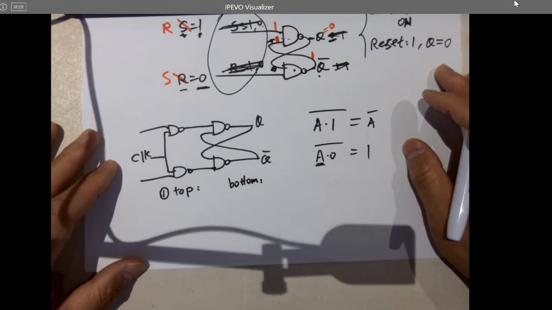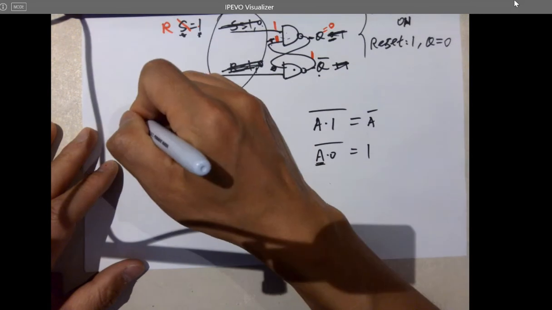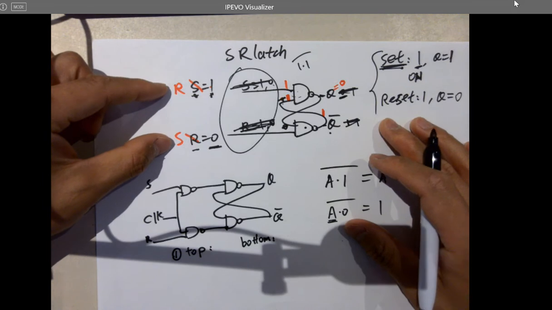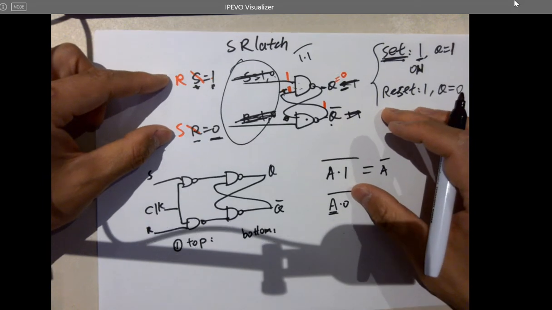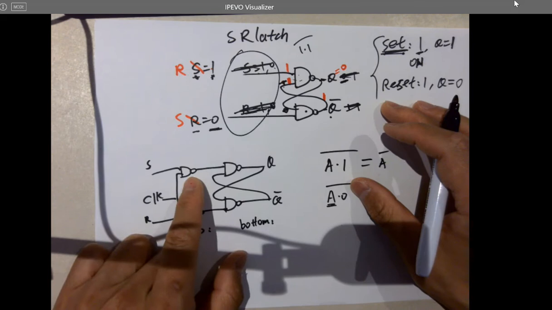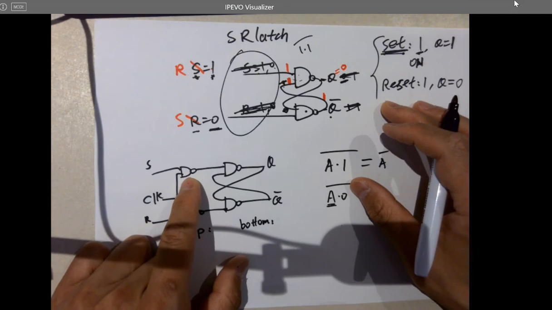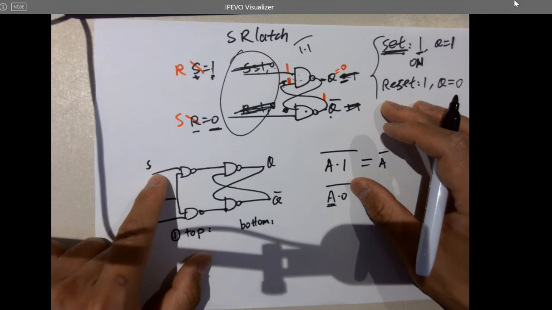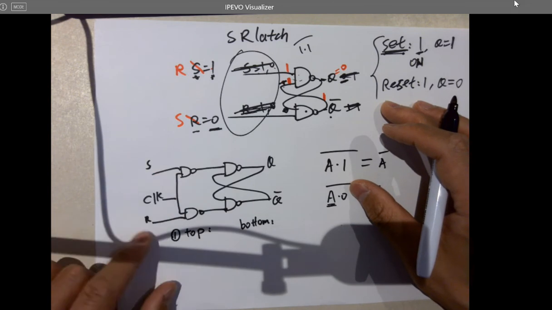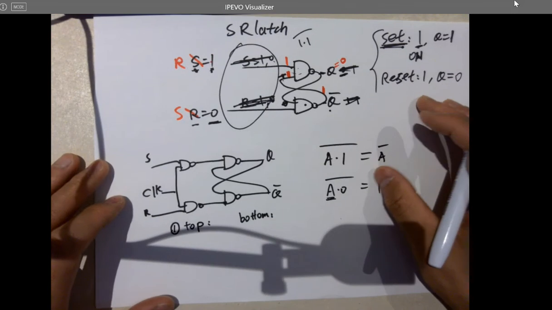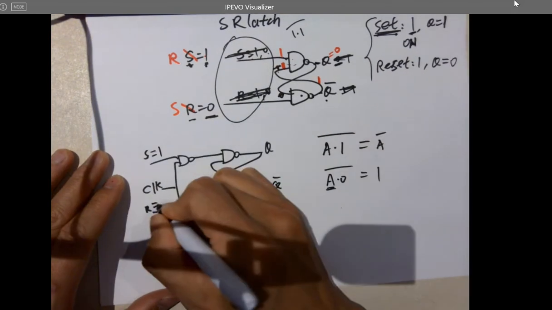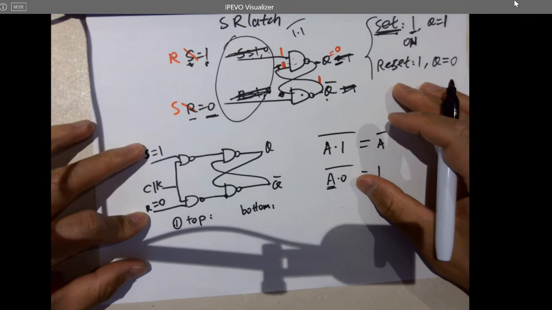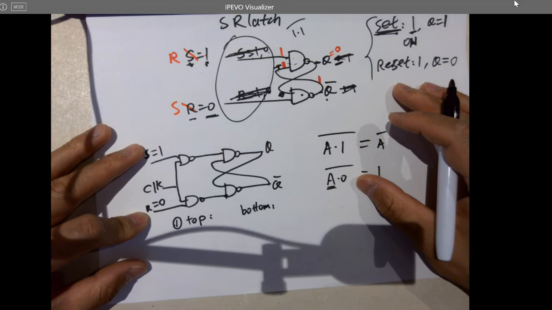Let's assume top is S, bottom is R. Why? Because for the latch, top is R, bottom is S, and now it's being inverted. It's because the NAND gate performs very similarly to an inverter when the clock is high. So it's very reasonable to believe that top will be S instead. And now let's verify if that's true. Why am I assuming S is 1 and R is 0? Why am I not giving 0, 0 at the same time?